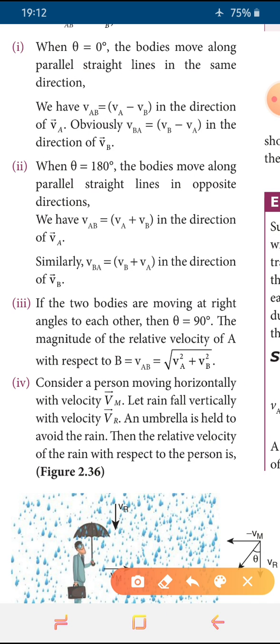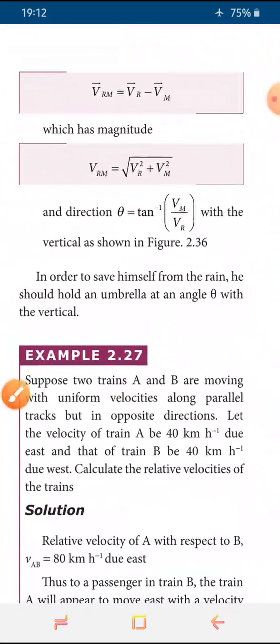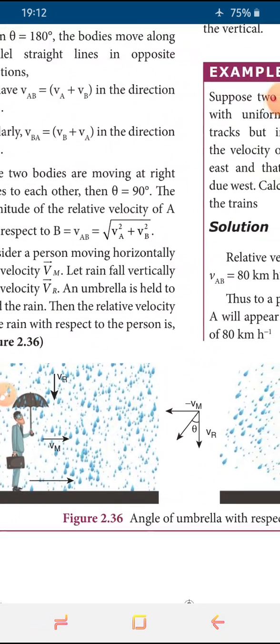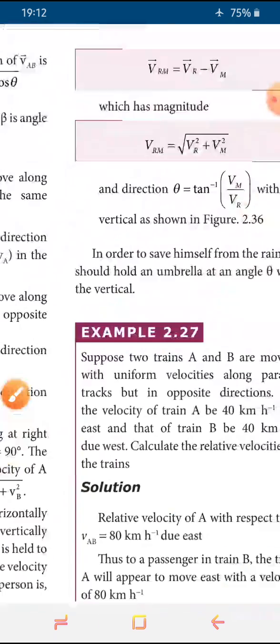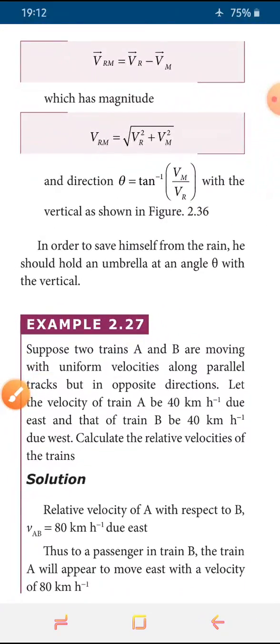And in the fourth point, considering the person moving horizontally with the velocity vm vector and the rainfall vertically with the velocity vr vector, an umbrella is held to avoid the rain. How should it be held so that the rain does not fall on the person? We can write vrm vector; see here, this direction is given in the figure. So this is the person's position given here. Then vrm vector is equal to vr vector minus vm vector, which has the magnitude vrm equal to the square root of vr square plus vm square. Then the direction: theta is equal to tan inverse of vm divided by vr, with the vertical as shown in the figure, and we already discussed that.